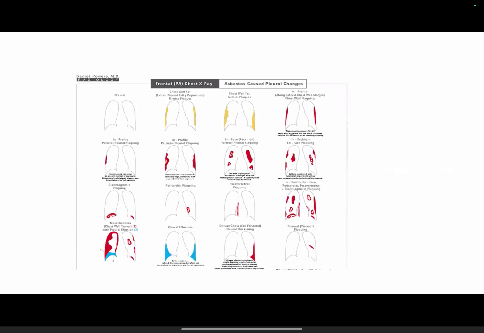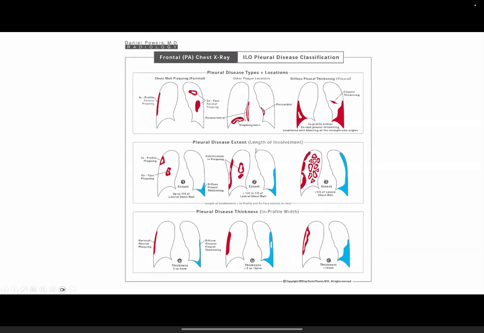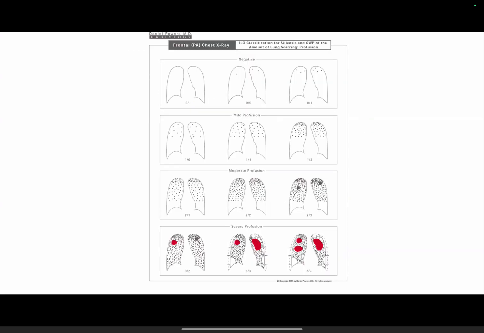OSHA is one of them, but they grade these according to all the different entities that they look at. This is just for asbestos causing pleural changes and mesothelioma. And this is pleural disease classification, depending on the thickness as well. We do have individuals, I think they're called B readers here in the United States, who look at this and grade each and every plaque, or the extent of the thickness of each pleural disease.